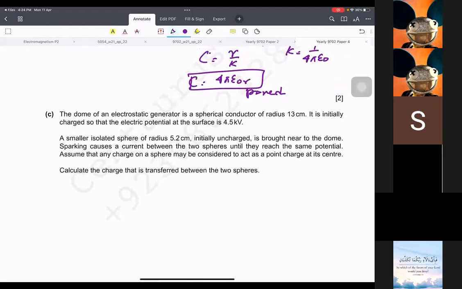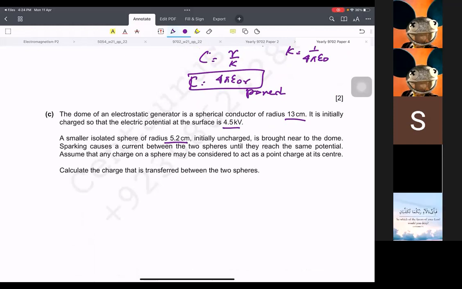Okay, then it says we have a potential of 4.5 kilovolts on an isolated sphere of radius 13 centimetres, brought near another dome, sparking occurs until it is discharged, right? So it discharges into the other and then something happens, right? Now, in this question, if we get to know the total charge, then we can easily divide it, right? So how about we find the total charge first?